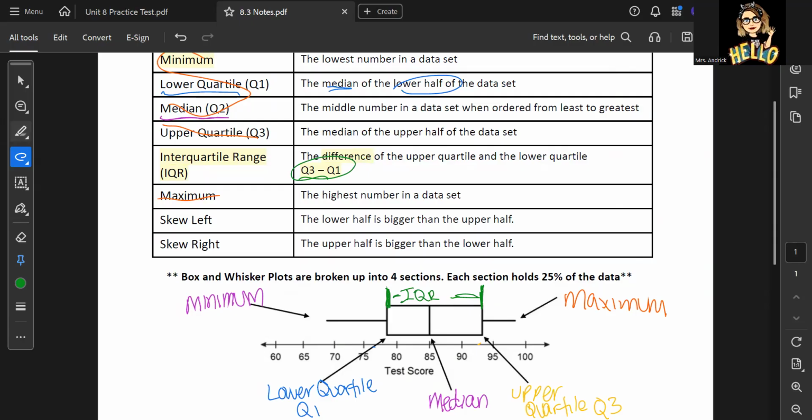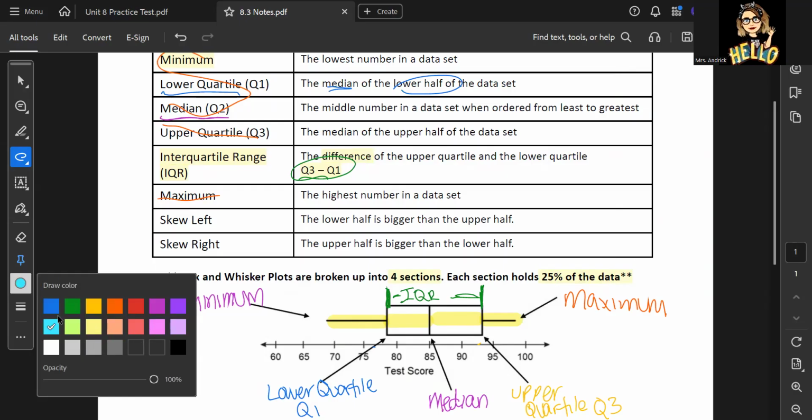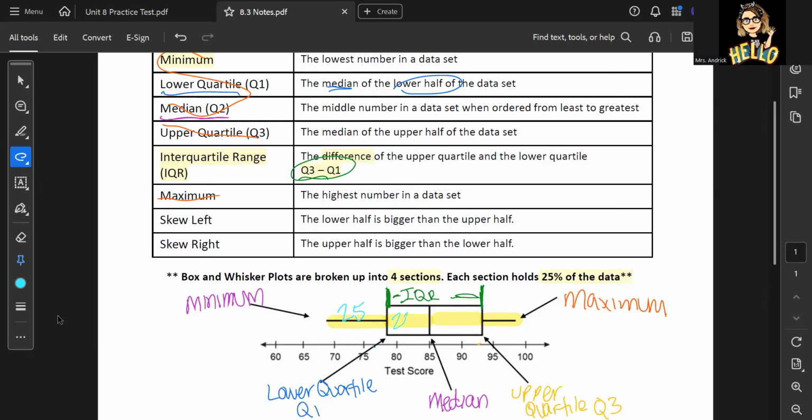What else is important is that each section, because it's 4 sections, right? Here's one, here's one, here's one, here's one. That's 4 sections. Each is 25% of the data points. So each segment is worth 25. So this is 25, this is 25, that's 25, and that's 25. So that's kind of an important piece to remember.